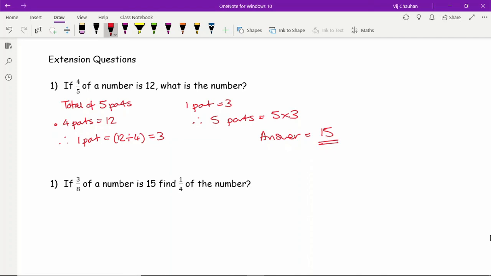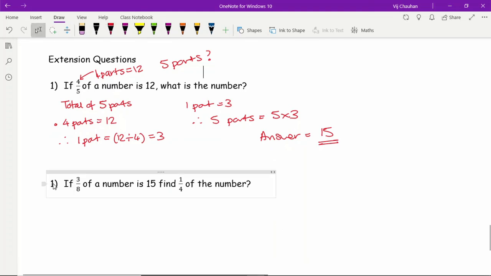So although you won't necessarily need to write down everything that I've written in that part, it's your understanding that's the key thing. So this is the number of parts. So 4 parts equals 12, and I want to work out how many are 5 parts. Now going on to question 2, I don't know why it's labelled as question 1, so let me just quickly correct that. There we go.